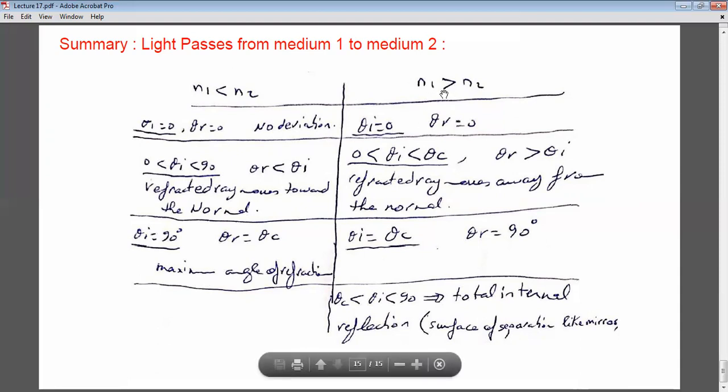If we're moving from n1 higher than n2, theta initial equals 0, theta refracted equals 0. If theta initial is between 0 and theta critical, the refracted ray moves away from the normal until theta initial is exactly theta critical. This will give theta refracted 90. And finally, if I exceed this theta critical, if theta initial is between theta critical and 90, total internal reflection occurs and the surface of separation acts like a mirror.